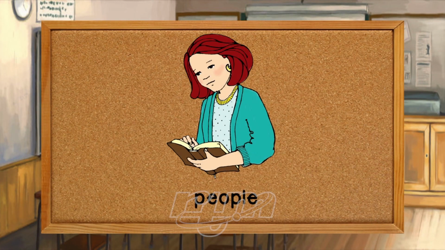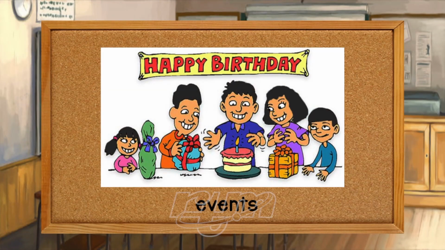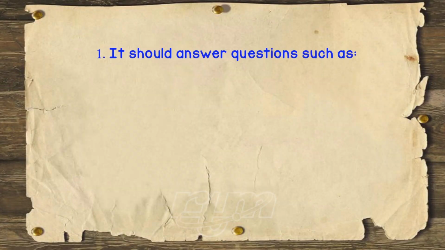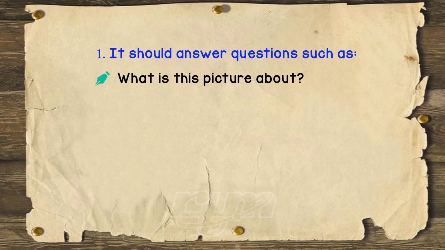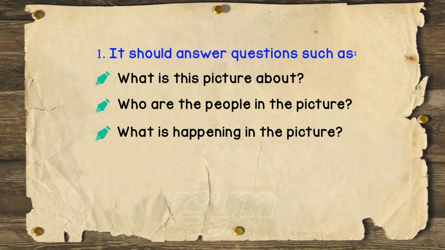They say a picture is worth 1,000 words. It's true because if you're observant enough, you can talk about the people, things, and events in great detail. A good description of a picture has two criteria. First, it should answer questions such as, what is this picture about? Who are the people in the picture? What is happening in the picture? Where is the picture taken?